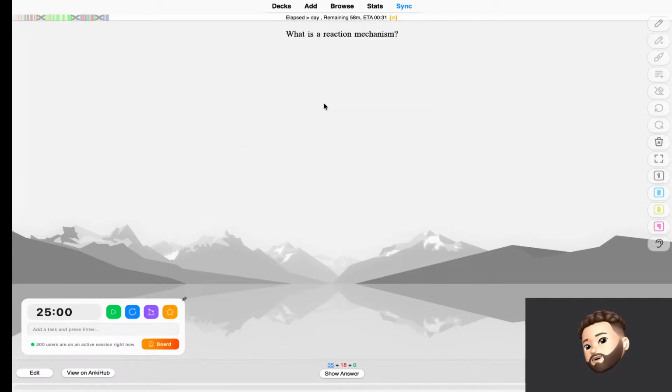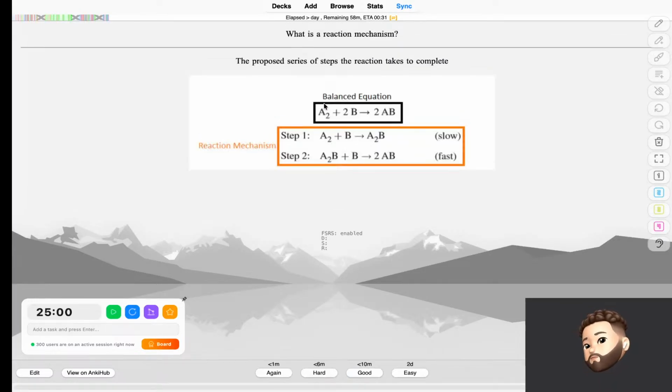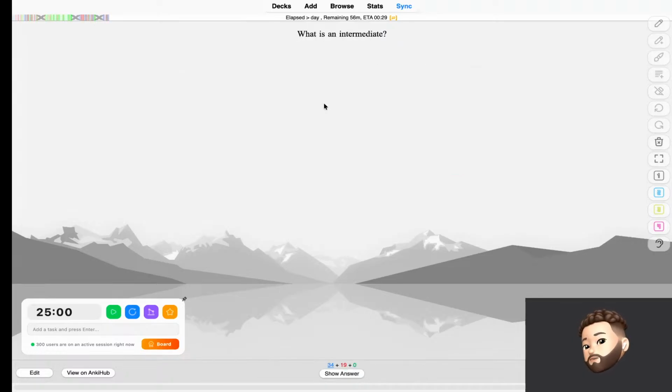What is a reaction mechanism? The proposed series of steps the reaction takes to complete. What is an intermediate? It's not quite a product, but it's a substance that forms between your reactant and your product.